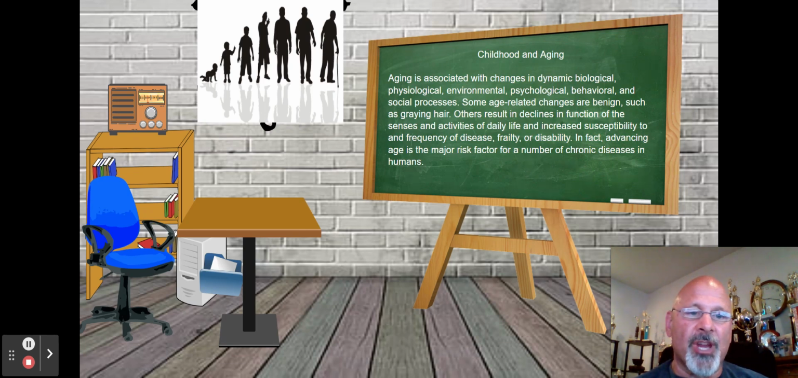Some age related changes are benign, such as graying hair. Others result in declines in function of the senses and activities of daily life and increased susceptibility and frequency to diseases and disabilities. In fact, advancing age is a major risk factor for a number of chronic diseases in humans.